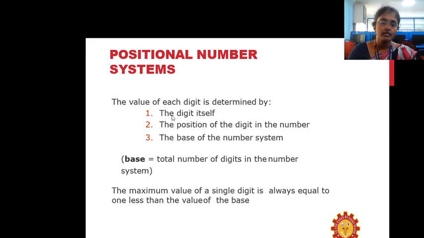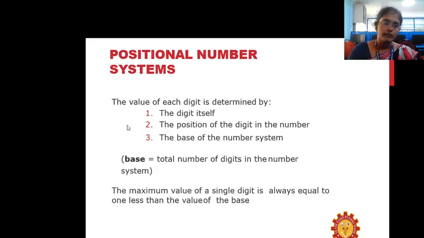How do we determine a positional number system? We need three main elements. First one is the digit. Digit is each and every individual element. Next is the position, where it is presented and which value it represents. And next is the base. The base point is also known as the radix point. This point determines which kind of number system the number comes under.